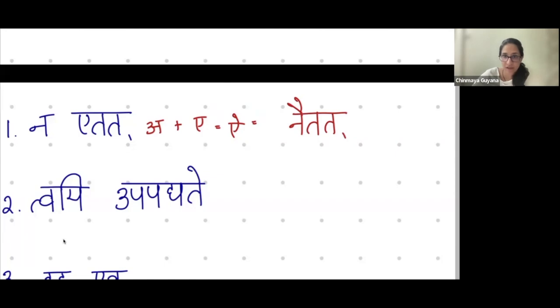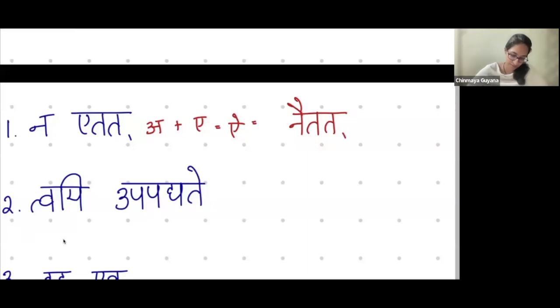Nay tat. I don't want anyone to make the mistake and write the vowel in the word. Remember, in Sanskrit, we never ever write vowels in the middle of words, right? So there should be no A or A in the middle of this word.